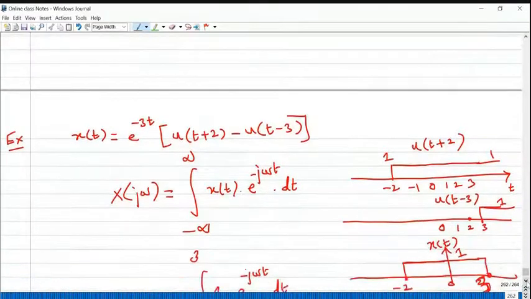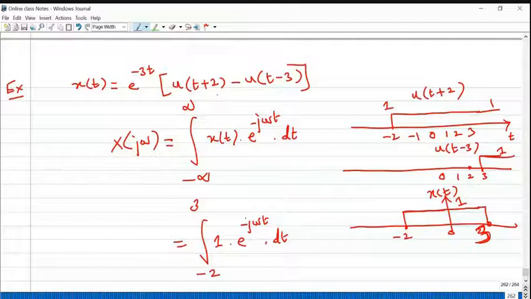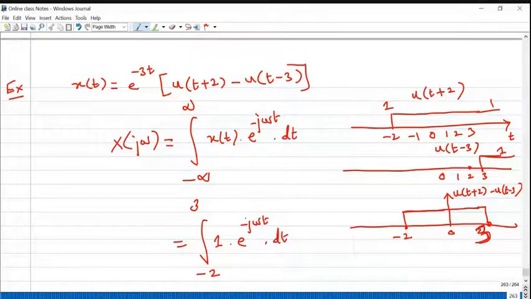So okay, u of t plus 2 minus u of t minus 3. The e power minus 3t term is there now. So this is the result for u of t plus 2 minus u of t minus 3. Only for this term we have it fine, but e power minus 3t is there. Sorry, I missed that term.